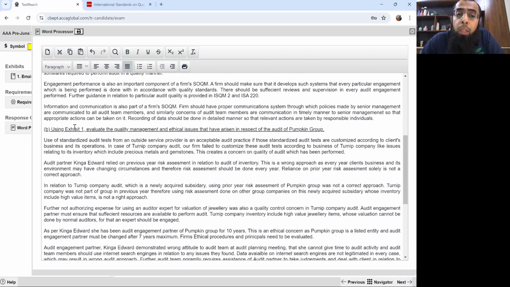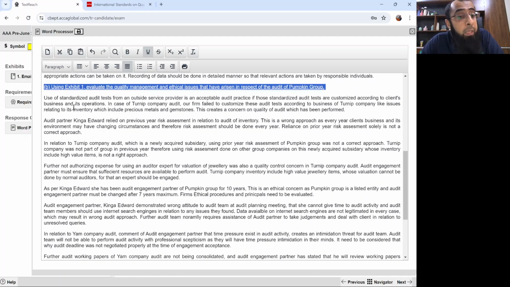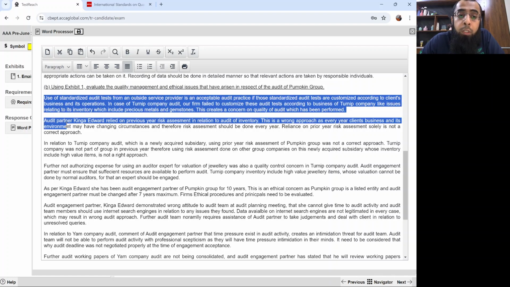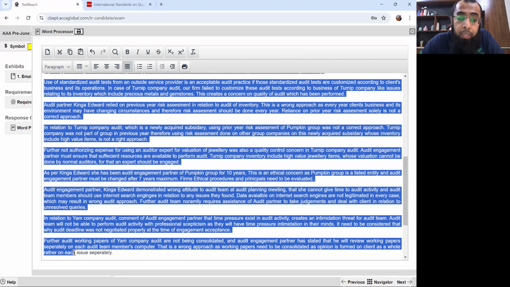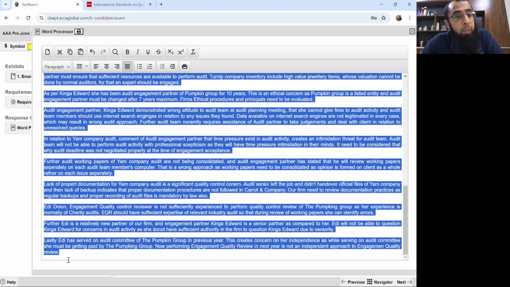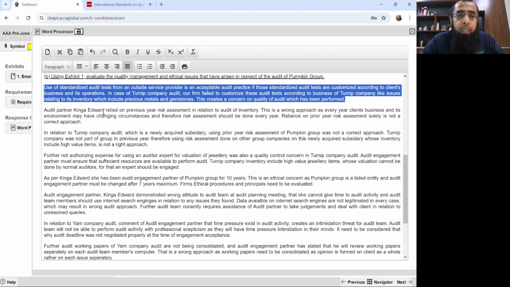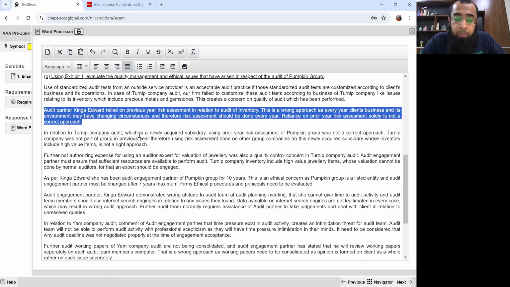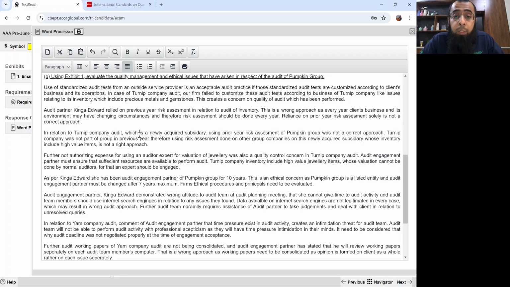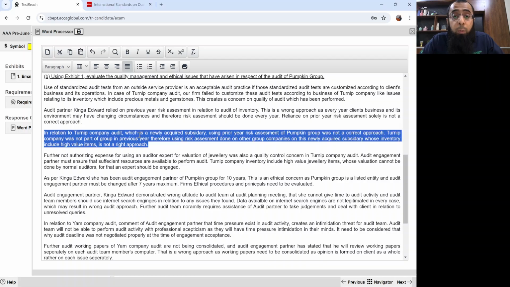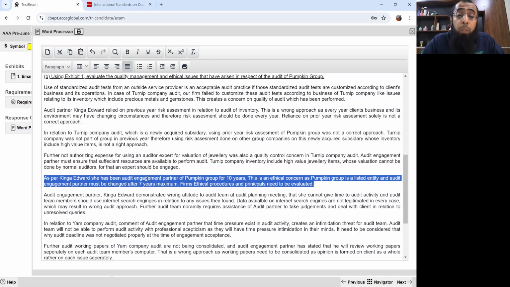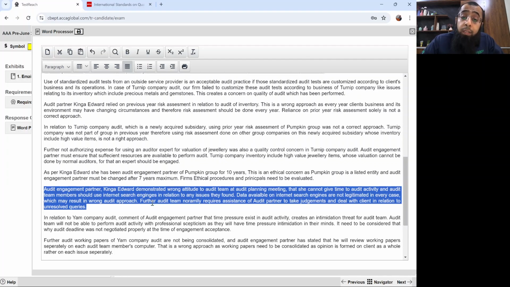So if we look at it, it was a 12 marks requirement: using Exhibit 1, evaluate the quality management and ethical issues. It was a 12 marks question, so 1, 2, 3, 4, 5, 6, 7, 8, 9, 10, 11, and 12. Okay. I particularly believe that this part B requirement was a very easy one. The issues were just popping out of the scenario. Standardized audit tests not customized for the client, that was a concern. Then using previous year risk assessment, that was not acceptable. You have to perform risk assessment every year. Not looking at the newly acquired subsidiary, that was an issue. Not authorizing expert, performing audit for more than 7 years, asking to use internet search engines.